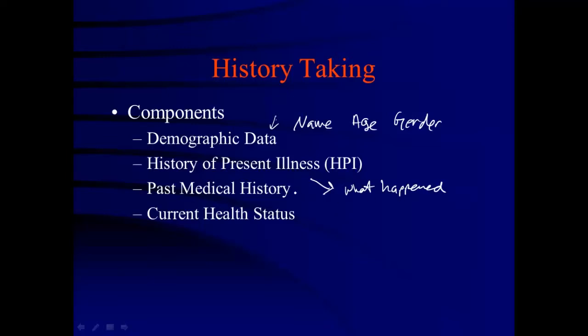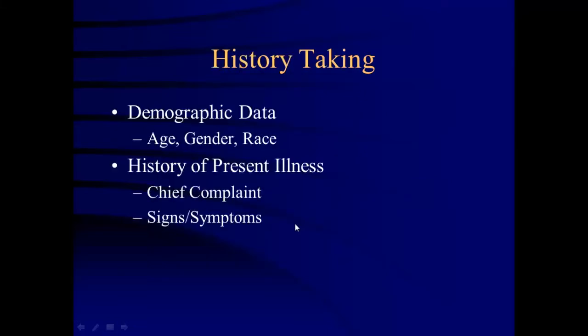We're also going to investigate the patient's past medical history. So what could have contributed to it? Do they take medications for anything? Are they allergic to anything? Have they ever had any surgeries in the past? And we're going to do an evaluation of their current health status. So like I mentioned, demographic data is age, gender, and race, or ethnicity, or both.